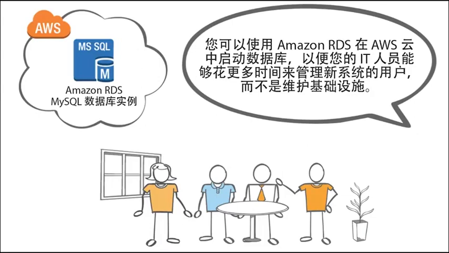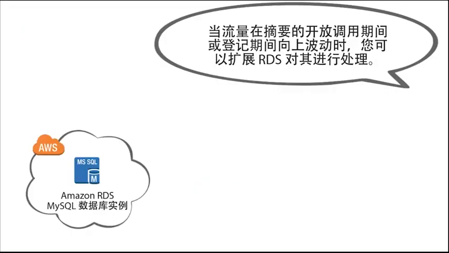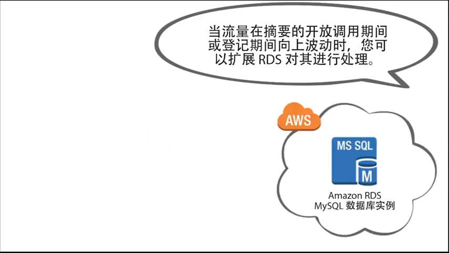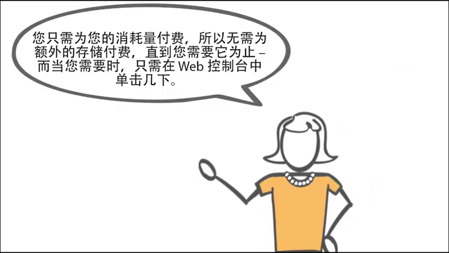You can launch your database in the AWS cloud using Amazon RDS so that your IT staff can spend more time onboarding users to the new system instead of maintaining the infrastructure. When traffic fluctuates up during the open call for abstracts or during the registration period, you can scale RDS to handle it. You only pay for what you consume, so you don't have to pay for additional storage until you need it. And when you do, it's just a few clicks in the web console.